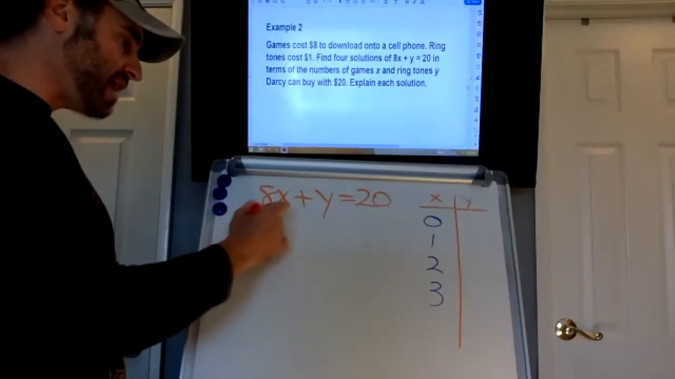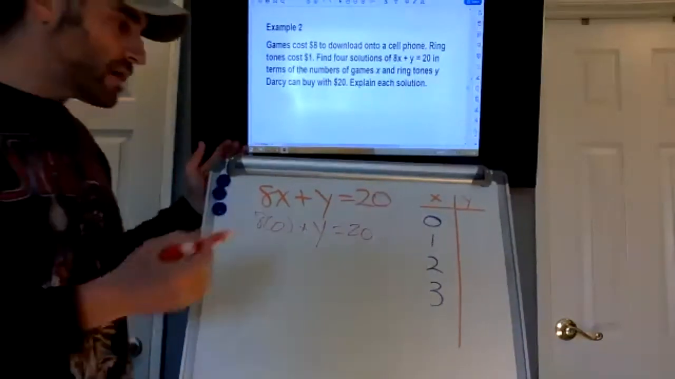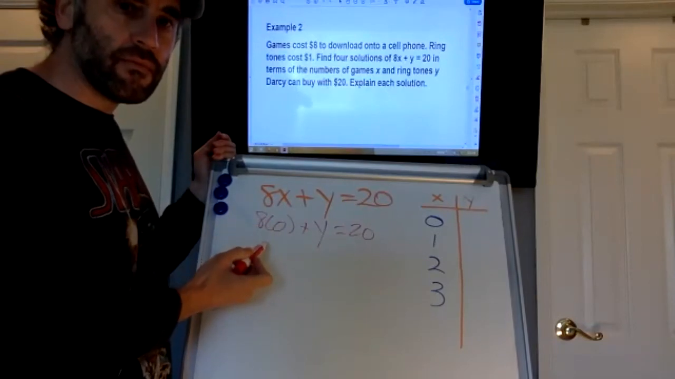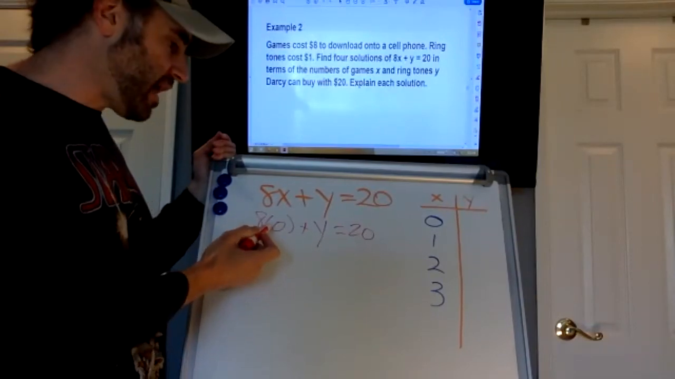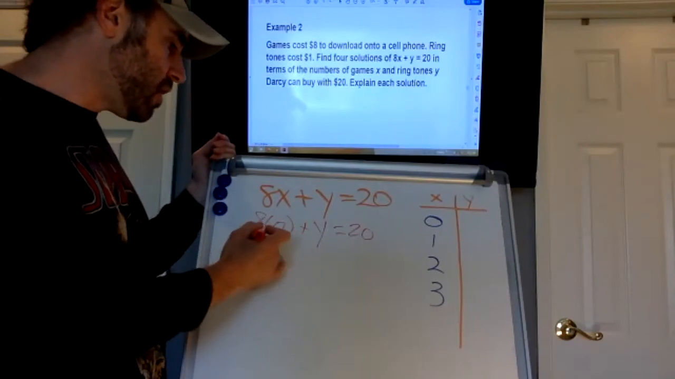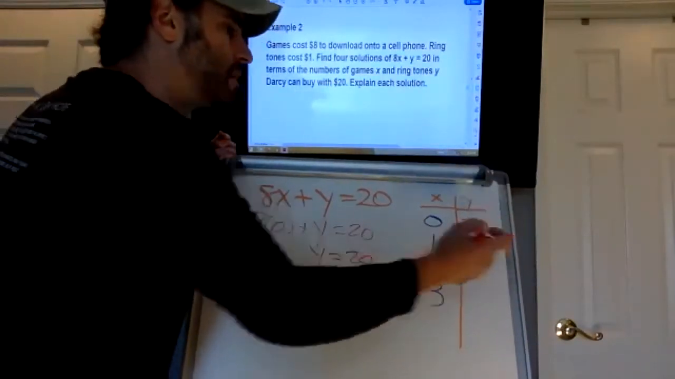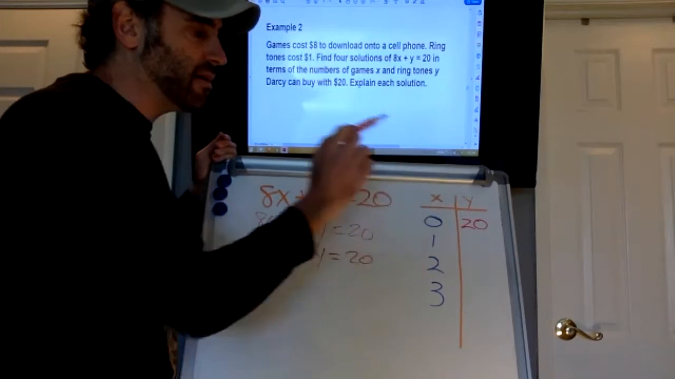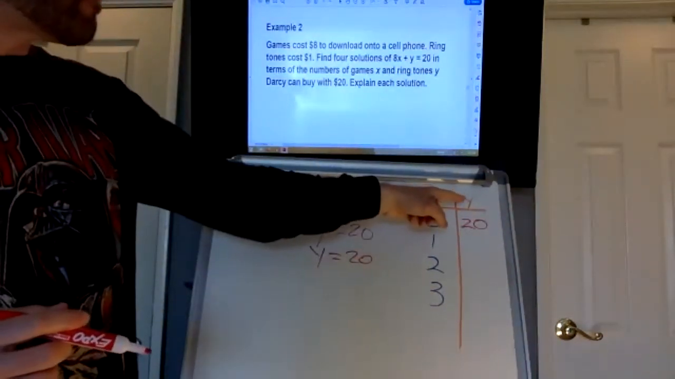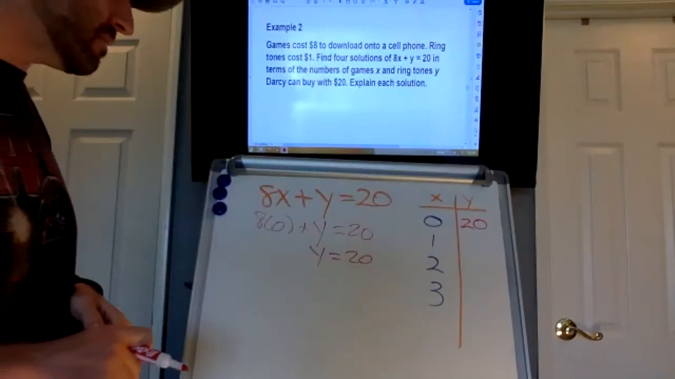X is 0, you have 8 times 0 plus Y equals 20. First of all, what does this mean in the context of the problem? That she bought 0 games. I didn't buy any games, which means I have all the money left for ringtones. So 0 plus Y is Y, Y is 20. Remember, this is the output. Y is the amount of ringtones I'm going to buy. That means I don't want any games, I just want to buy 20 ringtones.